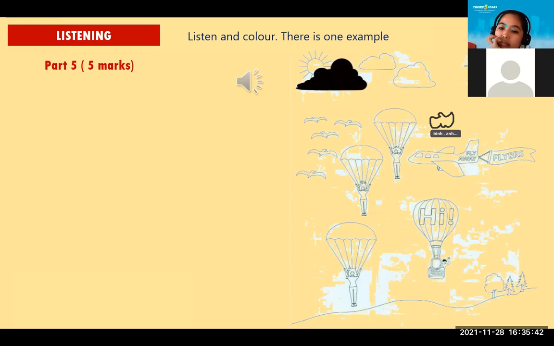Two. How many birds can you see? 5. Yes. Now colour 2 of the birds orange and 3 of them grey. 2 orange, 3 grey? That's right. I don't have grey or orange. Okay. What colour do you have? I have black, red, yellow, green and blue. Okay, you colour the 2 birds red and the 3 birds yellow.